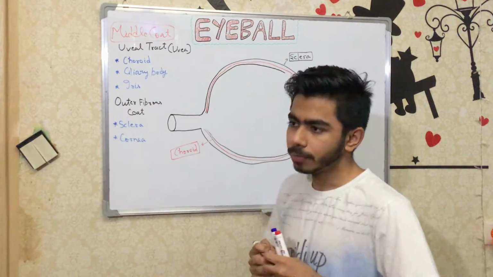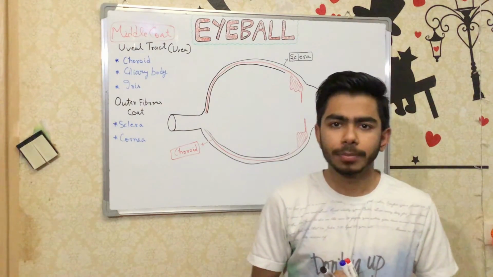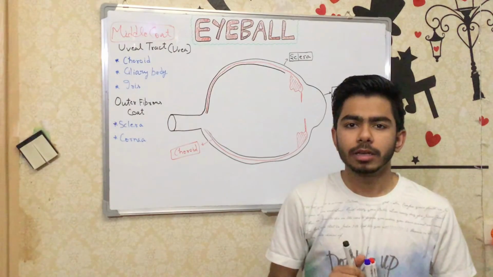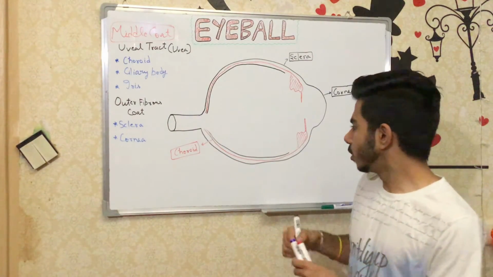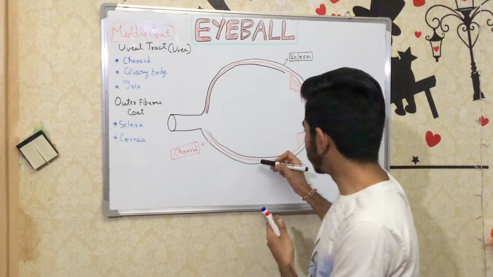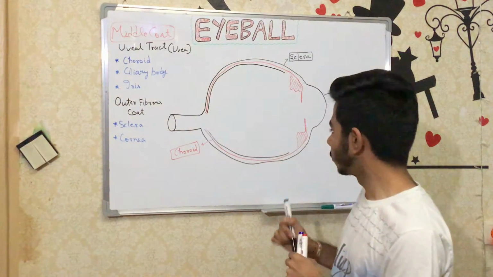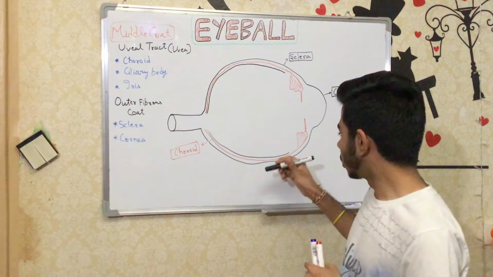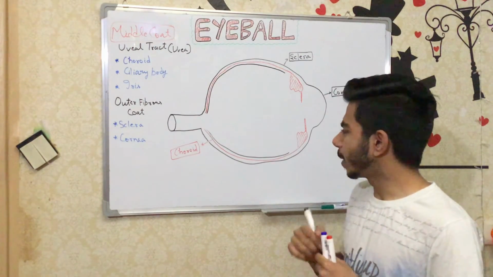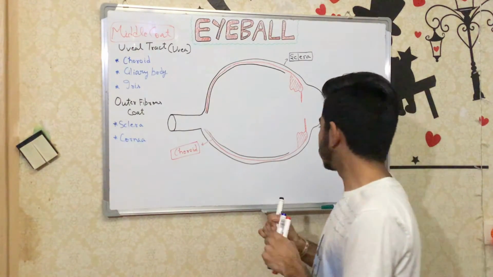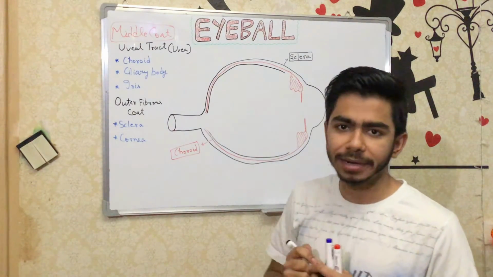The inner coat of the eyeball is made up of the retina, and the retina is composed of two kinds of layers. The more outer one, under the choroid, which is the part of the uvea or uveal tract, is the pigmented layer. More pigment is present over there. This, which I have drawn in black, is the pigmented layer.